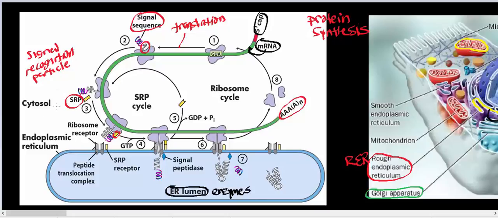Okay, and the signal recognition particle is going to play a role in attachment of the ribosome to the rough ER. Okay, now here's some important things to understand. I'm going to use hopefully a good analogy here that'll help you understand kind of how this works.